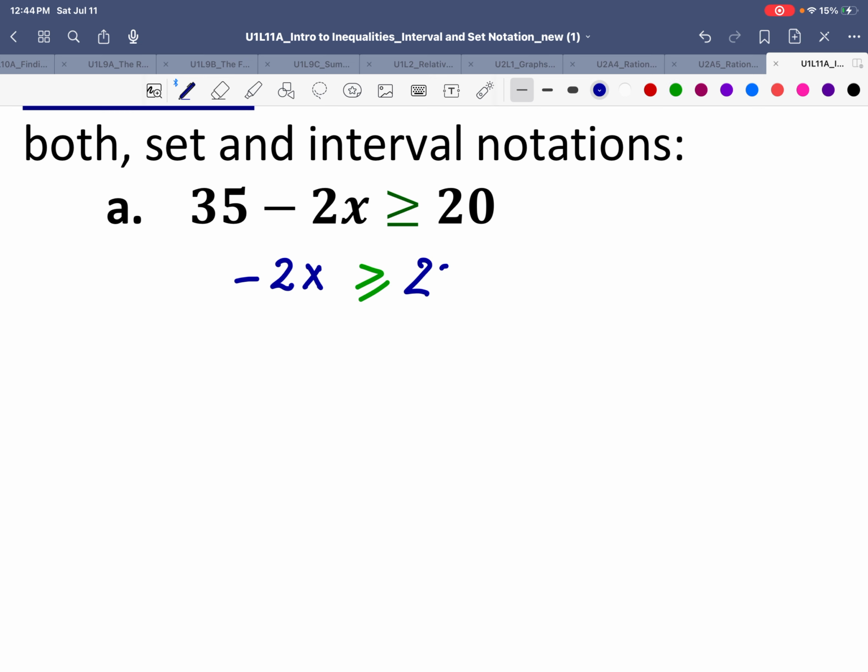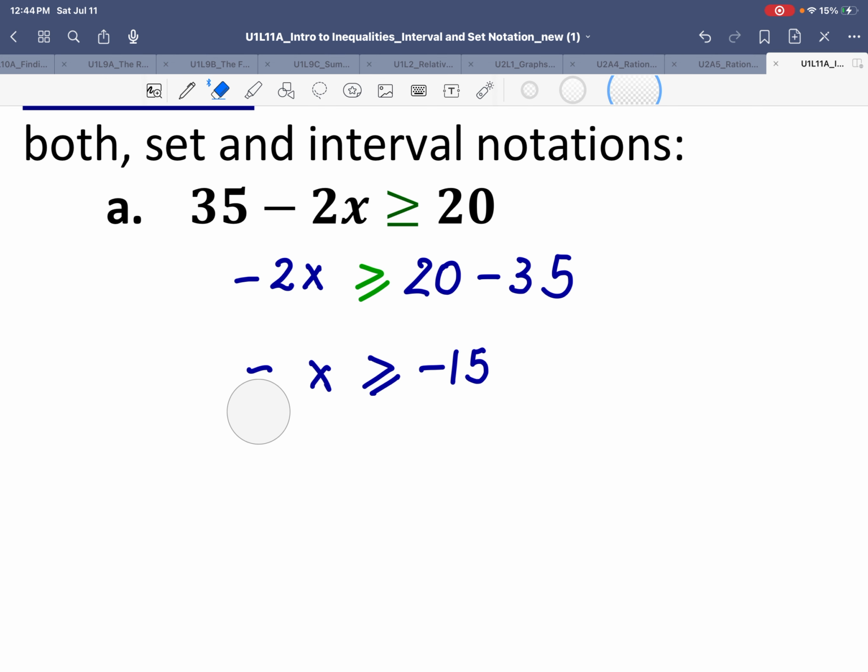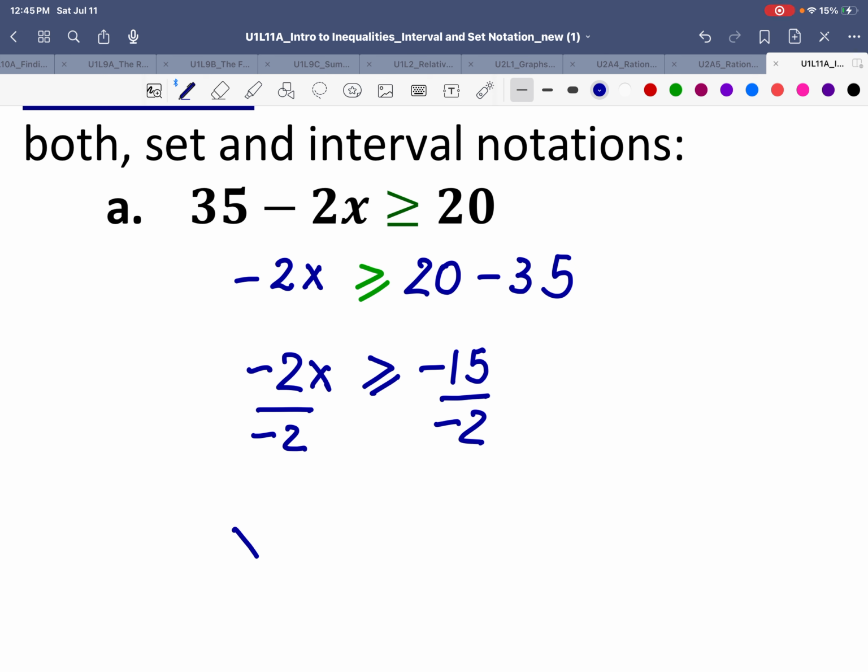So we're going to take 35 to the other side, and that will change its sign. So simplify each side because we want to have only one term on each side of the linear inequalities, just like in linear equations. And 20 minus 35 will be negative 15. Now we'll divide by negative 2, both sides of the inequality so that we can isolate x.